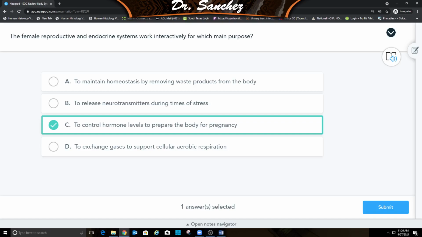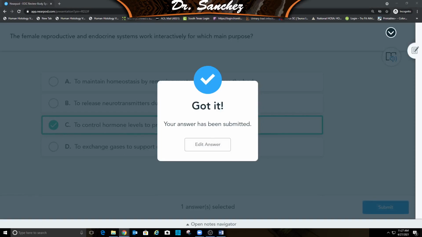Andrew, Vitela, and Francisco. So for some of you guys that put to maintain homeostasis, removing waste products, not really. Endocrine system, do they maintain homeostasis? Yes. But who takes care of removing the waste products? The kidneys do. So the kidneys don't have to deal with the reproductive system. For those of you that put a number A or letter A, you kind of understand why that's not the answer. All right, and let's continue.